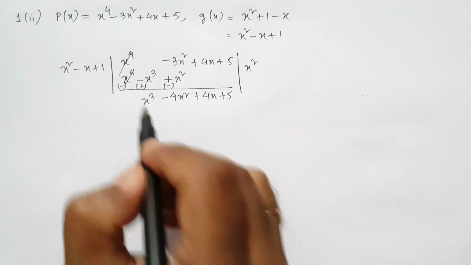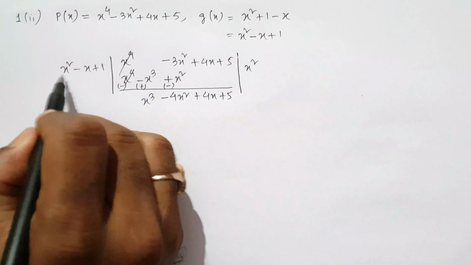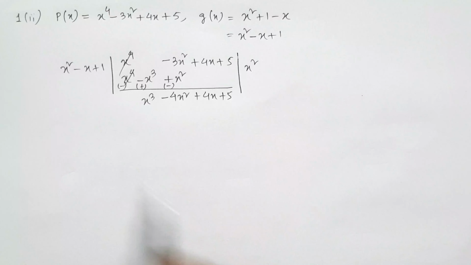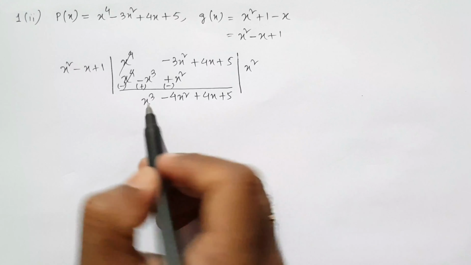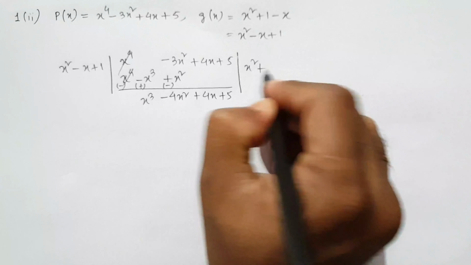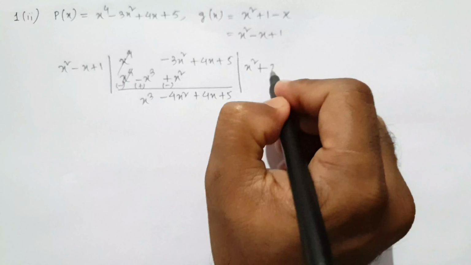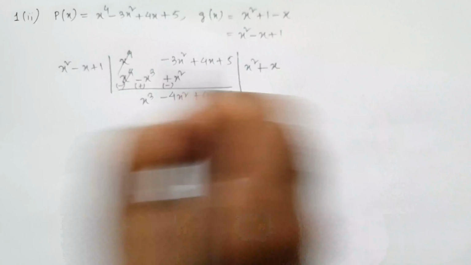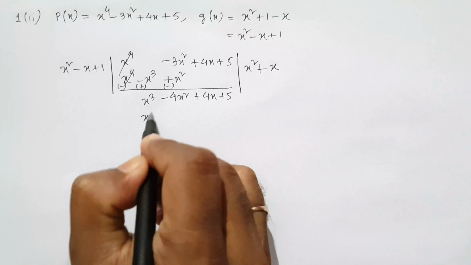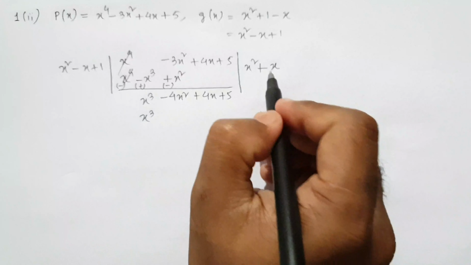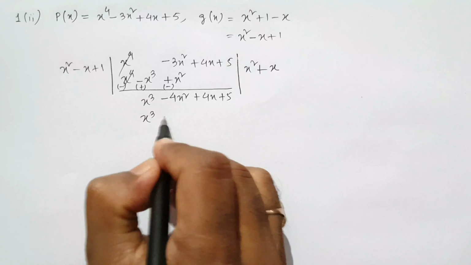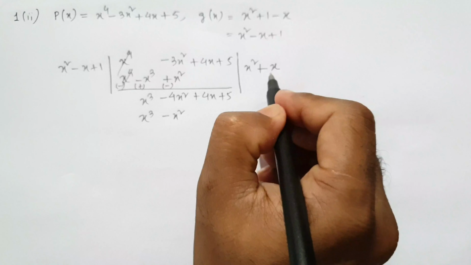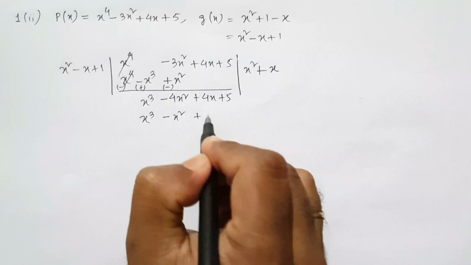Now what we'll do, the next term will divide again by x square minus x plus 1. So x square, how many times x cube? X square into x becomes x cube. As the sign is plus, we'll write plus x. So x into x square is x cube. Now with this x we will multiply the next two terms. So x into minus x is minus x square, and plus x into 1 is plus x.